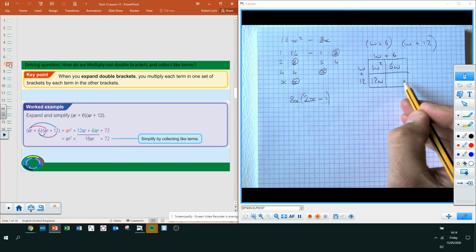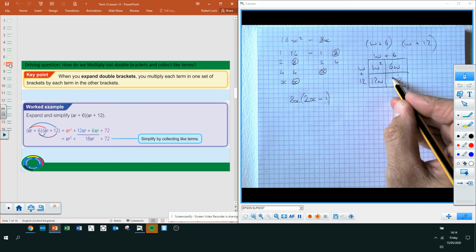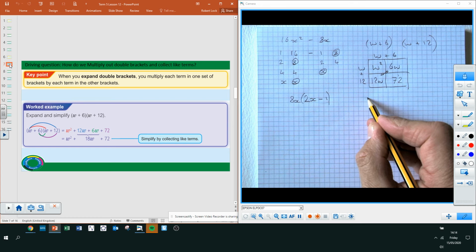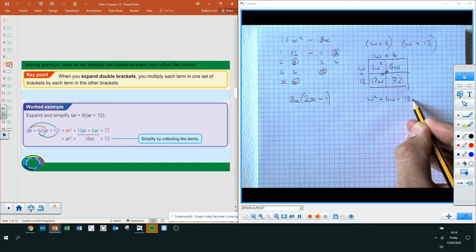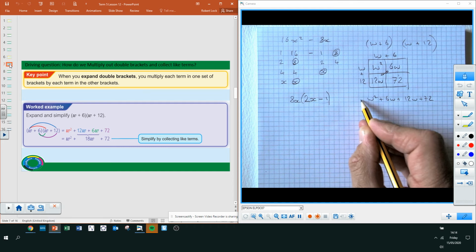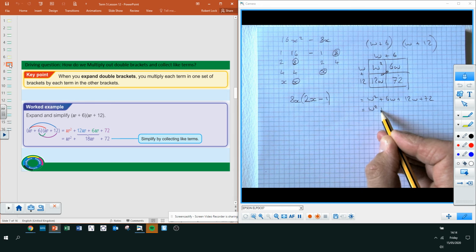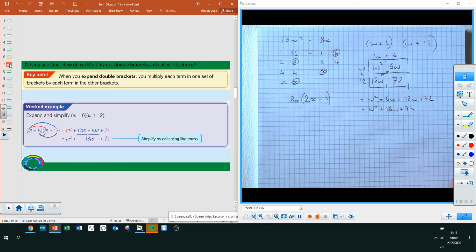And 12 times 6: 6 times 2 is 12, put down the 2, carry the 1. 6 times 1 is 6, plus the 1 is 7, so 72. So we know these here will be added, because we end up rewriting it as w squared plus 6w plus 12w plus 72. And simplifying through, collecting like terms, w squared plus 18w plus 72. Now, do that method, or there's this method.